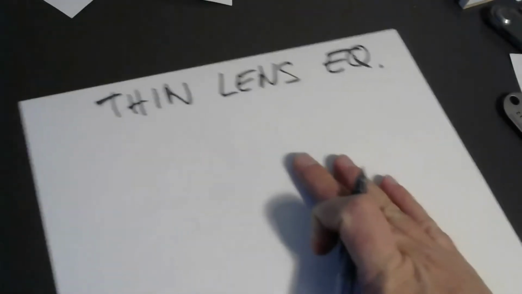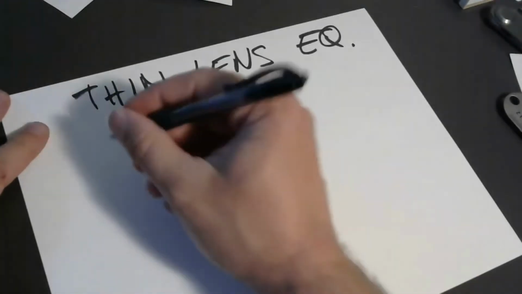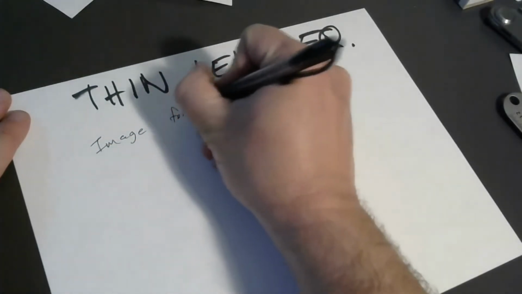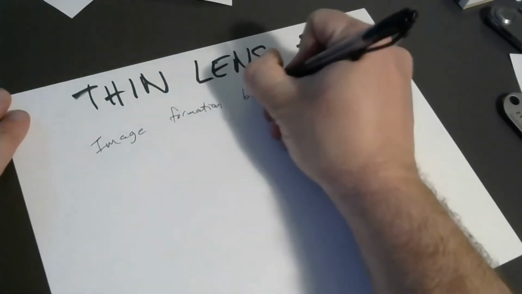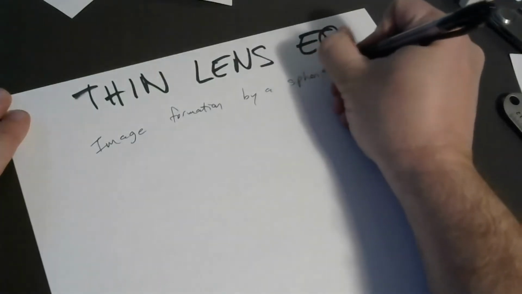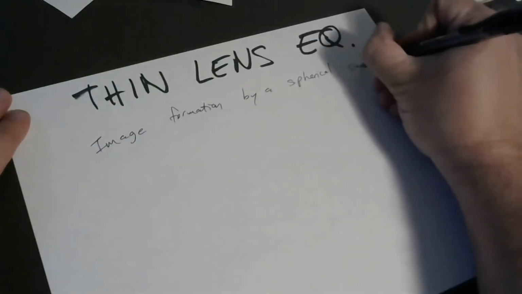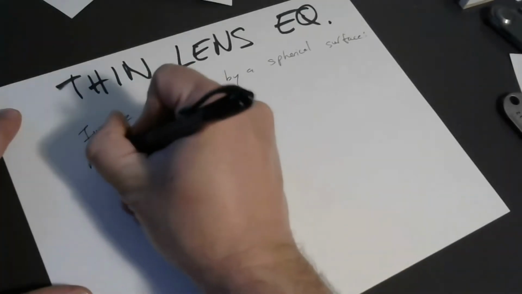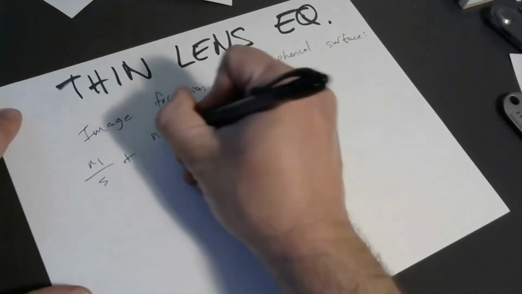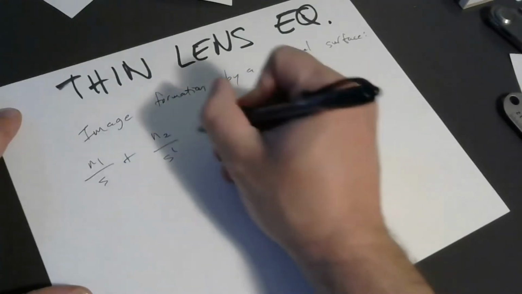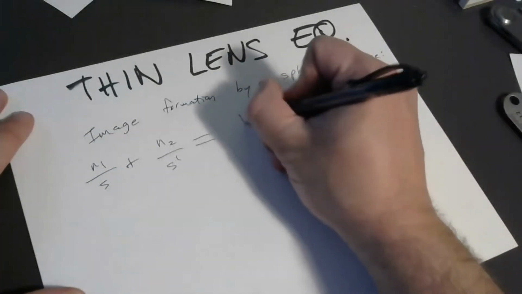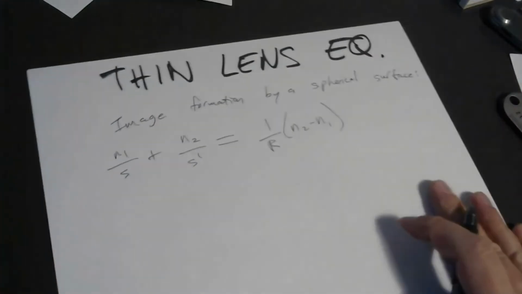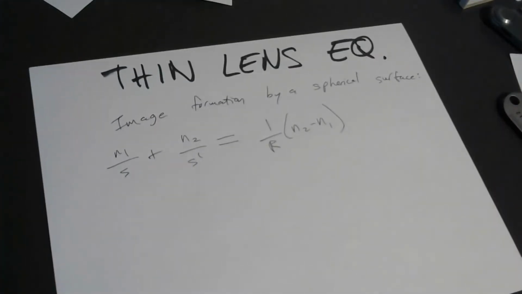And for starters, we're going to need the equation that we developed in the previous video. Image formation by a spherical surface, spherical interface, boundary, whatever. Let me see if I've got that memorized. I believe it was N1 over object distance plus N2 over image distance equals 1 over R times N2 minus N1. I'm not going to check that in the book. I'm pretty sure that's it, and I will proceed accordingly.